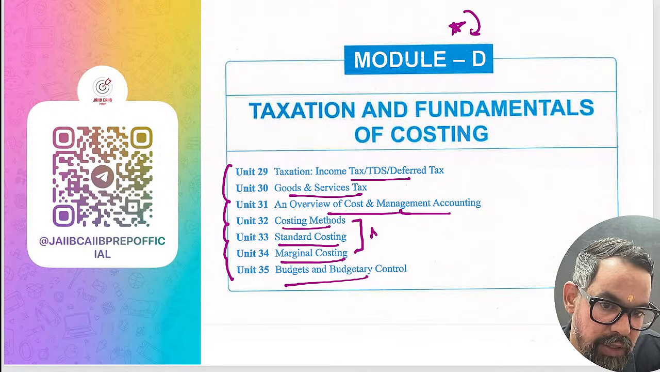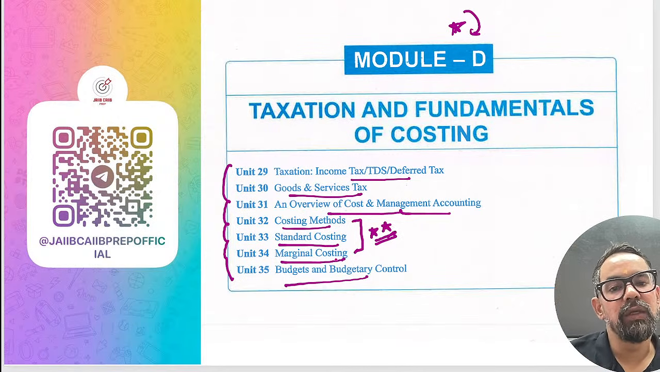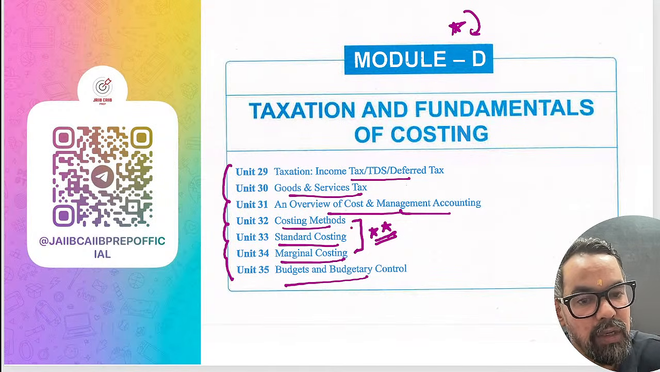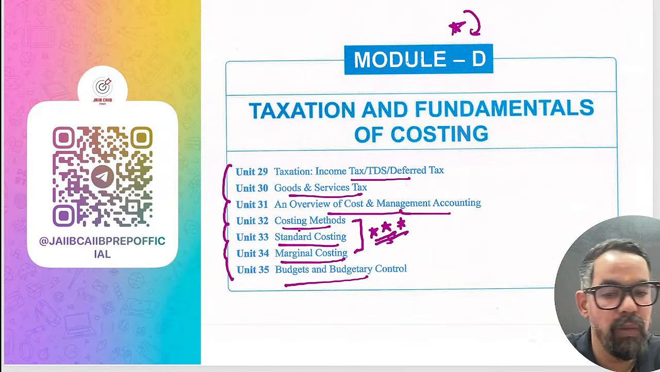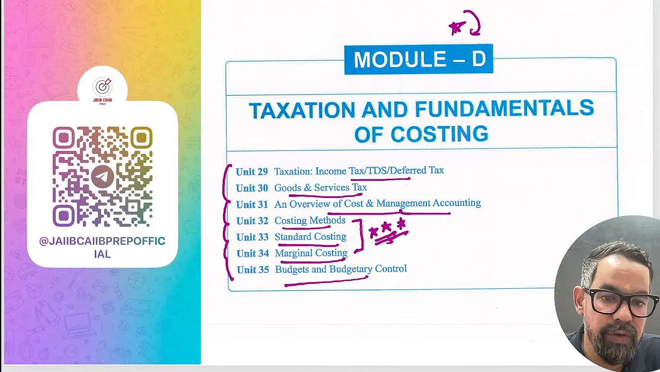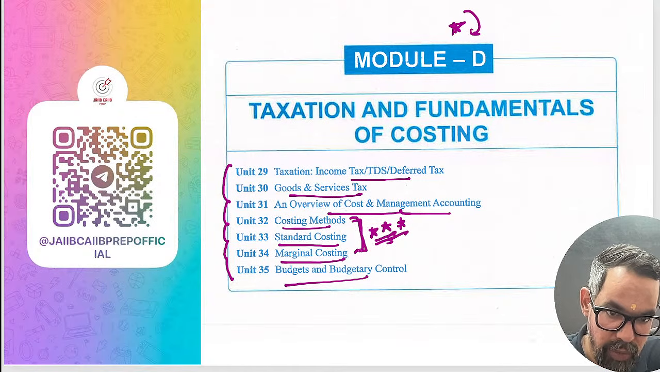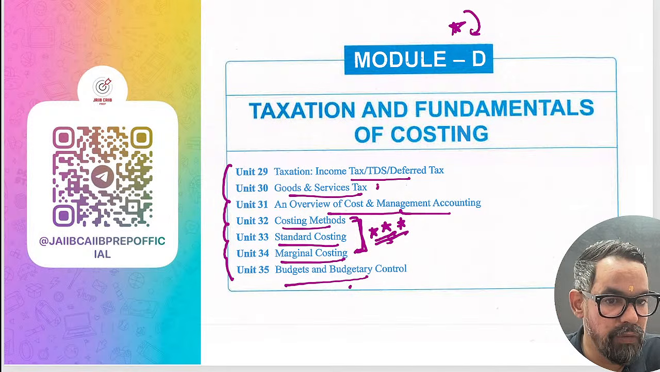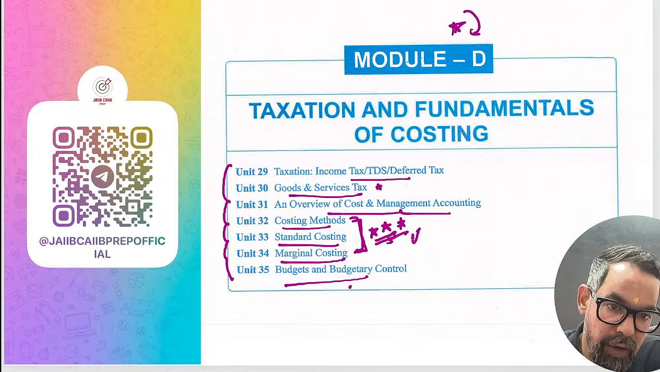These three units. Those who missed these particular units in the previous series should at least watch these three units for the concept part. One is costing methods, the different methods, then standard costing and marginal costing. All the numericals generally belong to this. If time allows, you can go for budget and budgetary control, or you can go for GST, but this is something which is manageable, right? But these three are kind of must.